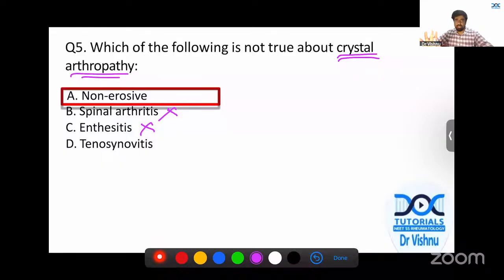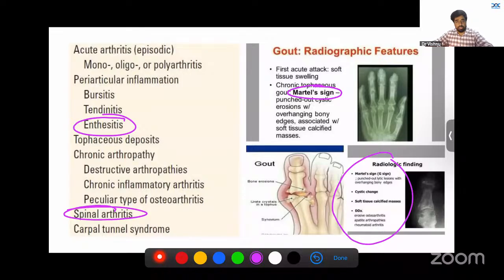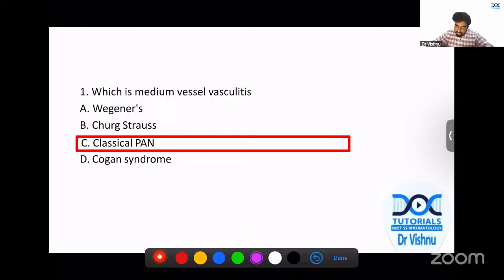Tenosynovitis is definitely there, there is no doubt about that. So these are obviously there, so they're not the option. Non-erosive is a little bit confusing because what happens in crystal arthropathy is that erosions occur late. So non-erosive is not completely false, especially acute crystal arthropathy can be non-erosive. But obviously we know Martel sign, we know these punched out erosions, lytic erosions, the overhanging edge sign, all of that. Erosions do happen eventually in crystal arthropathy. So non-erosive, you can still consider it to be false.